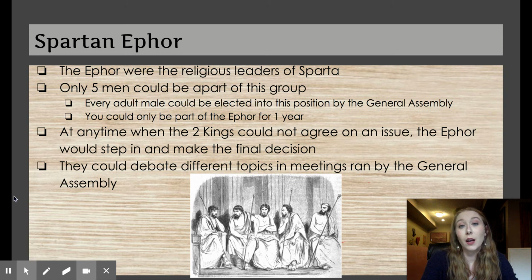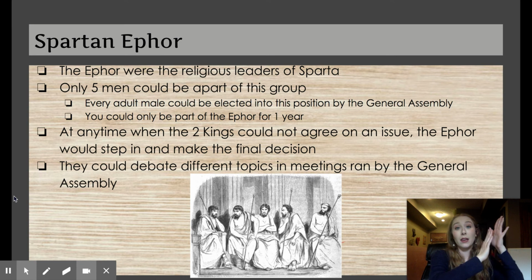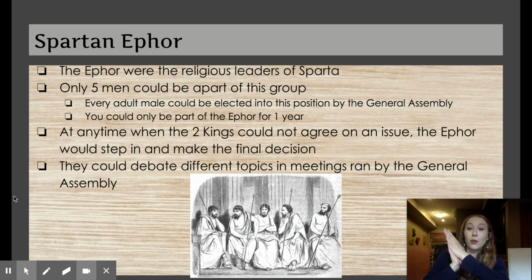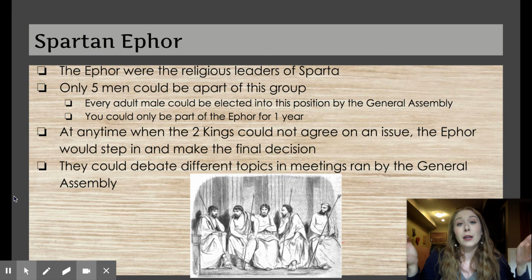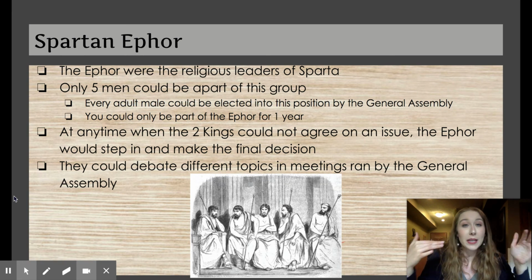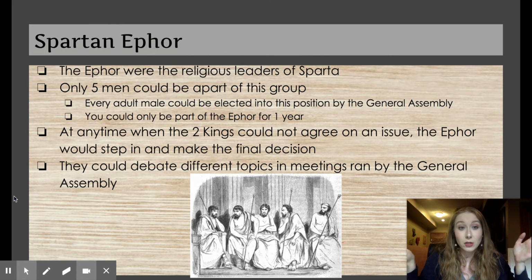They, a lot of times, will work really closely with those 2 kings. And one of the reasons why they work so closely with them is because at any moment where those 2 kings can't agree on an issue, so maybe King A wants to go with issue 1 and King B goes with issue 2, and they can't figure out a solution, and there's arguments, the Ephors are going to come in and they're going to make the deciding vote.